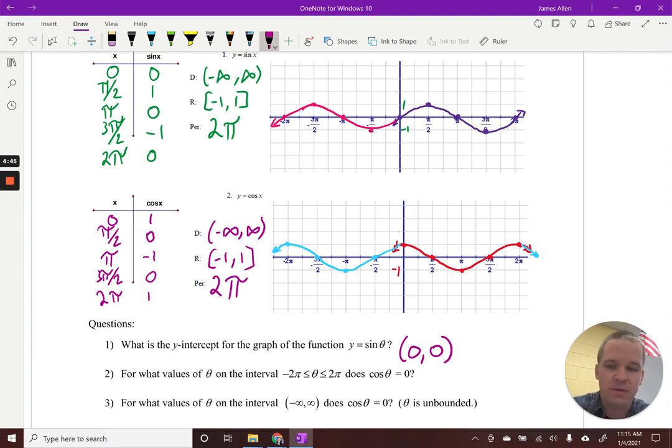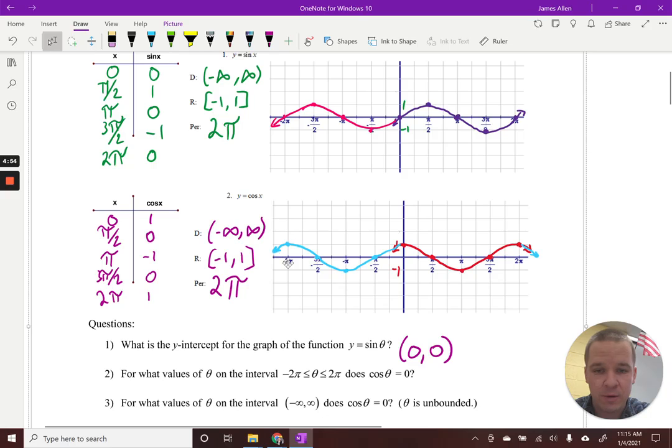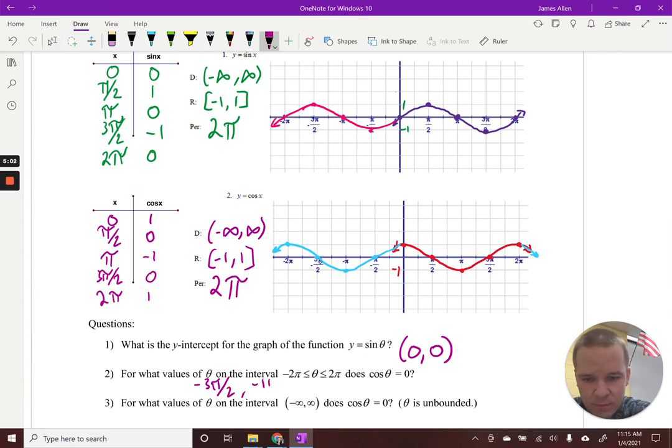Next one, for what values of theta on the interval negative 2 pi to 2 pi does cosine equal 0? So from negative 2 pi, that's all the way over here, we've got negative 3 pi over 2. Then we've got negative pi over 2. I'm not a huge fan of the slashy fractions, but I'm working with the room that we got here. They take up a little less space. Then we've got pi over 2. And then we have 3 pi over 2.